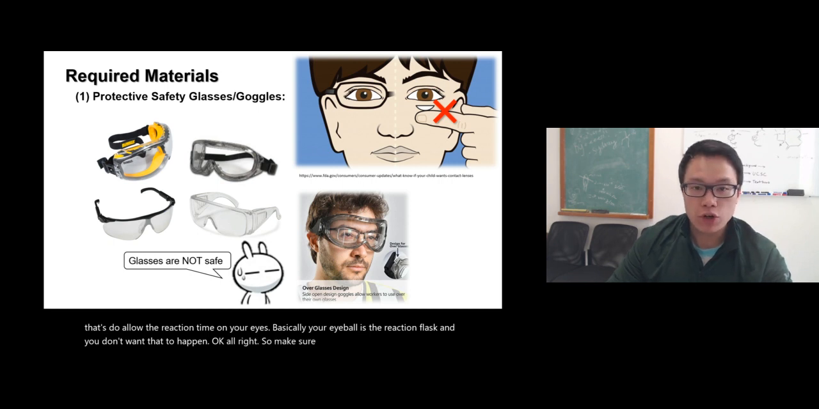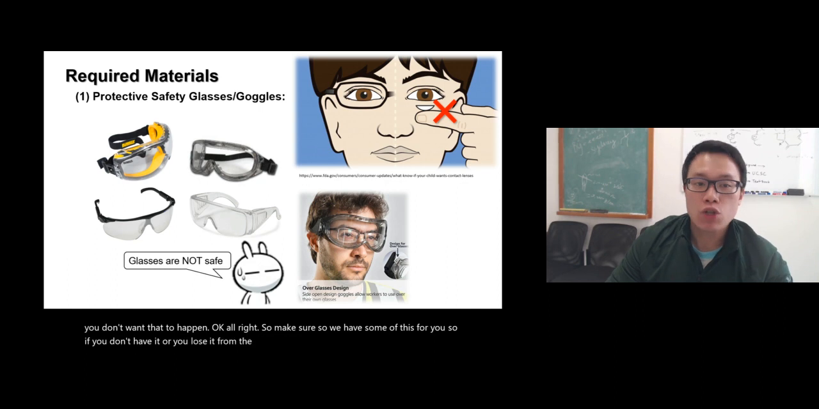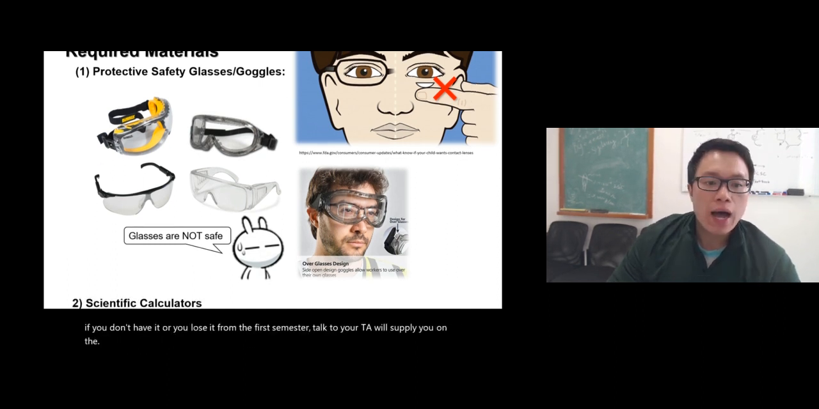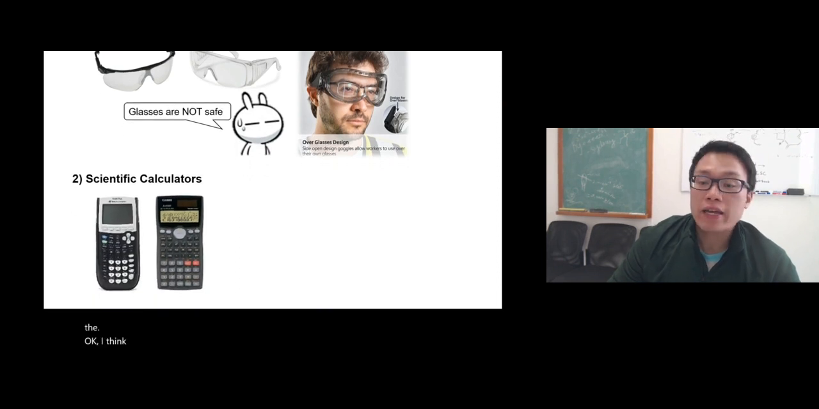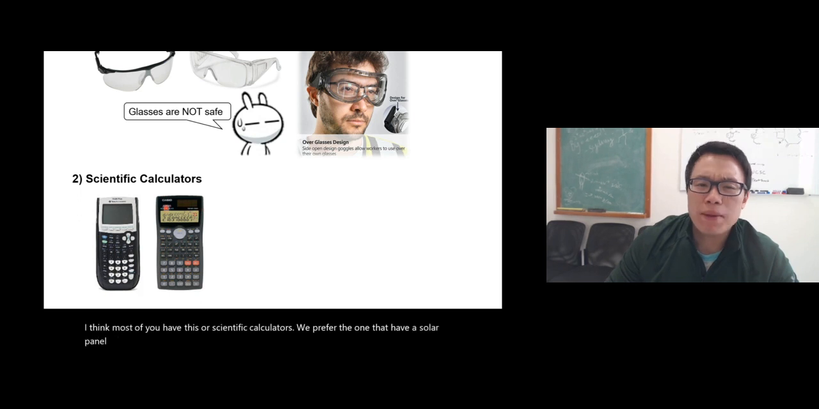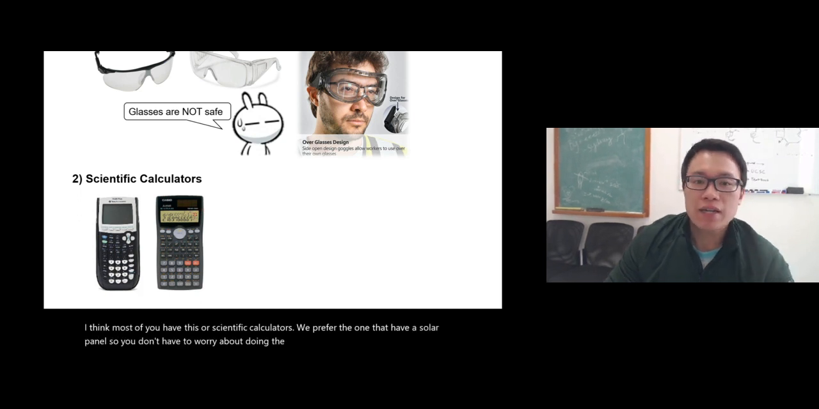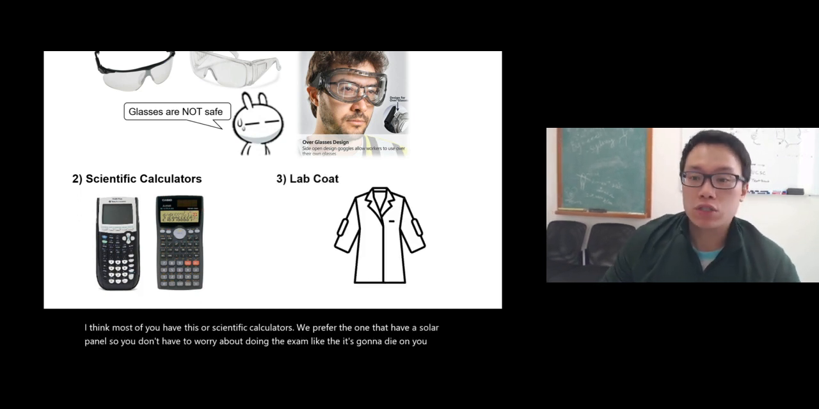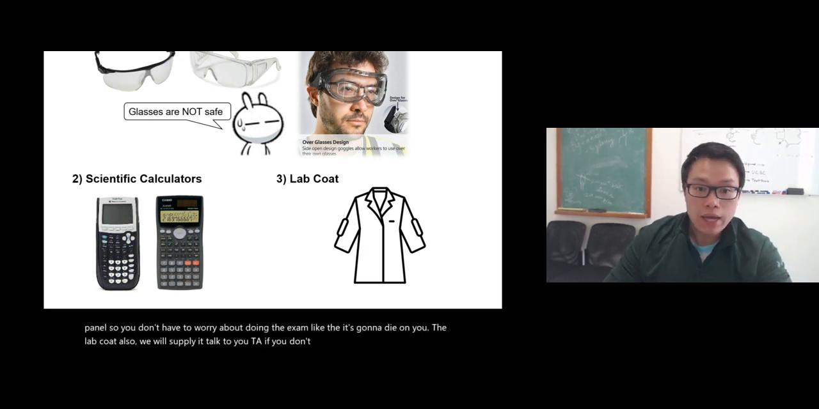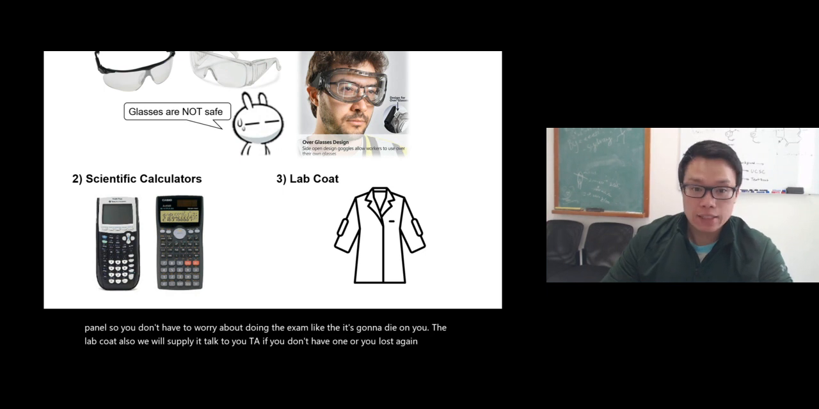We have some goggles for you, so if you don't have them or you lost them from the first semester, talk to your TA. We'll supply you a pair. I think most of you have them. For scientific calculators, we prefer one that has a solar panel, so you don't have to worry about it dying on you during the exam. The lab coat we will also supply. Talk to your TA if you don't have one or you lost it. Again, we have different sizes.